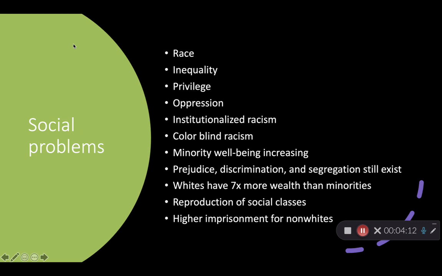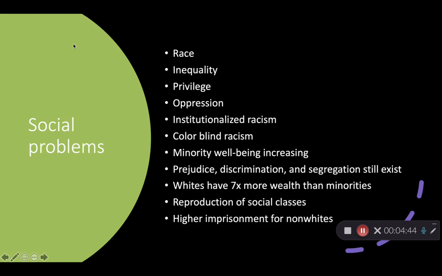Now, minority well-being has been increasing as inequality between races has reduced, as white privilege has been reduced because more women and minorities can compete in the economic markets, for example, and gender inequality has gone down. However, still, whites have more power, more life chances, more access to education and job prestige and wealth than non-whites still to this day, okay?